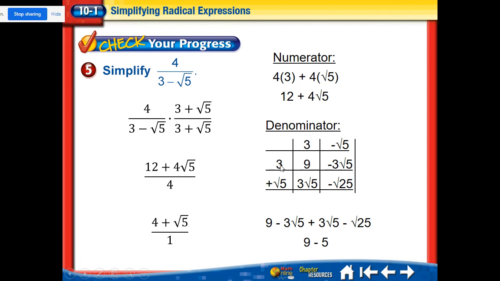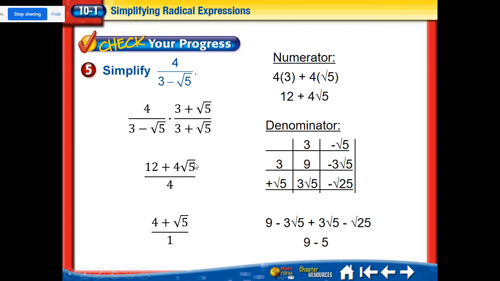3 times 3 is 9, negative 3 root 5 here, 3 root 5, and again, those are going to cancel, and the square root of negative 25 comes out here. The middle terms are going to cancel. 9 minus the square root of 25, which is just 5, so 9 minus 5 is that 4 value. So by doing the conjugate, look at how nice that denominator ends up being. And so our numerator gets placed up here, denominator on the bottom, and now we can go ahead and divide.